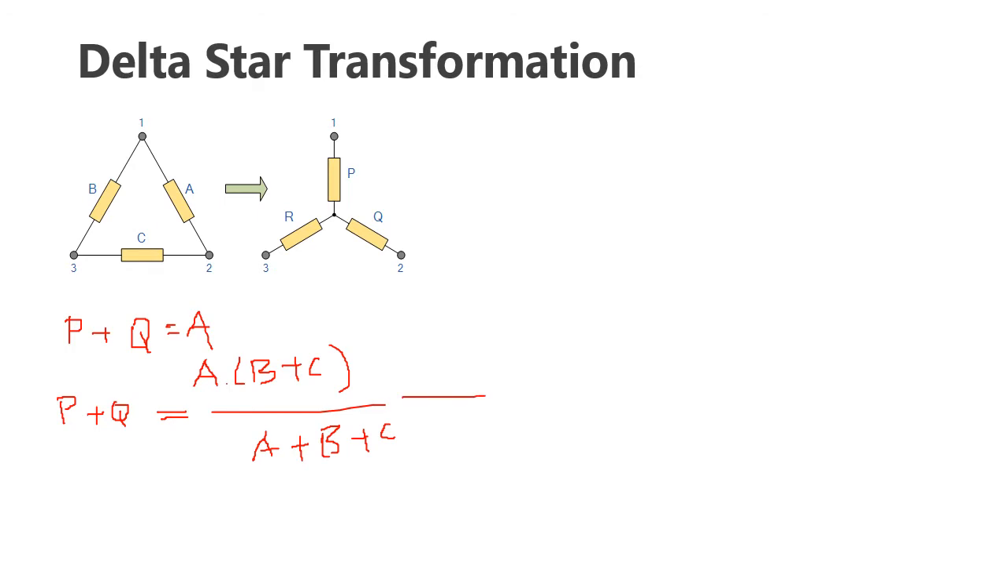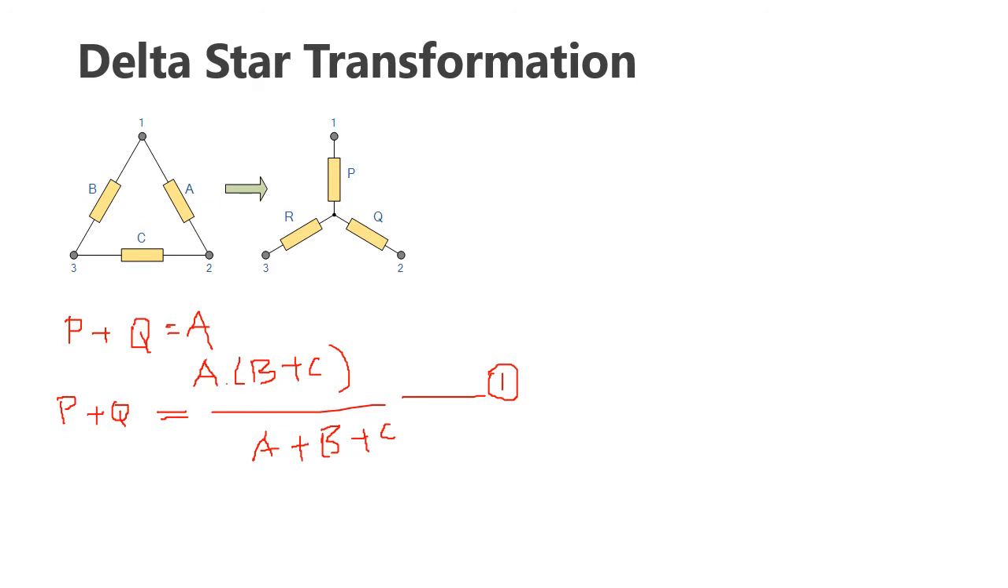So this is our equation 1. Likewise, in between point 2 and 3, here C resistor is connected. Here in between point 2 and 3, R and Q are in series. So R plus Q. Again, we can write another relationship.